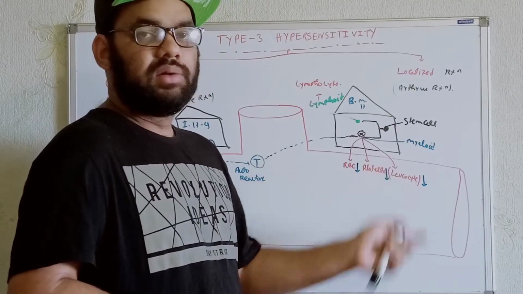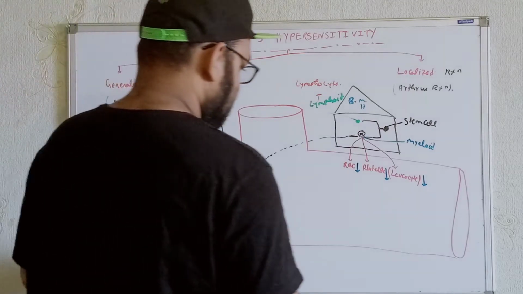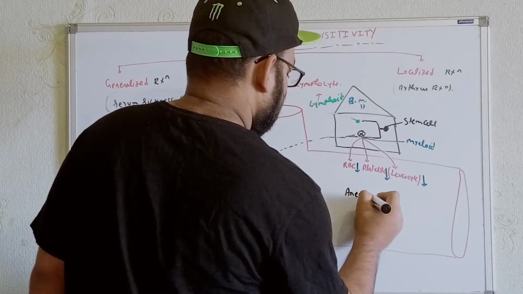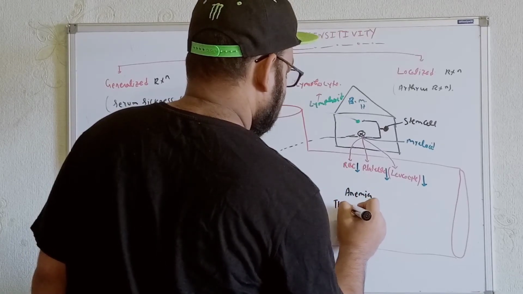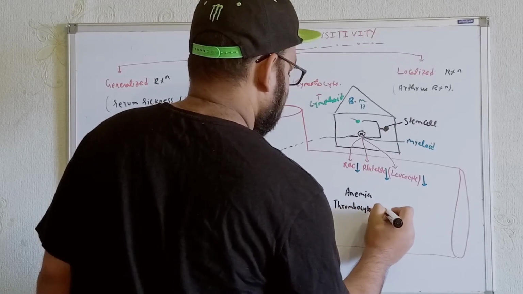Okay. So what type of manifestations will we get over here? Try to understand from this figure. We'll get the anemia. We'll also get the thrombocytopenia. We'll also get leukopenia.